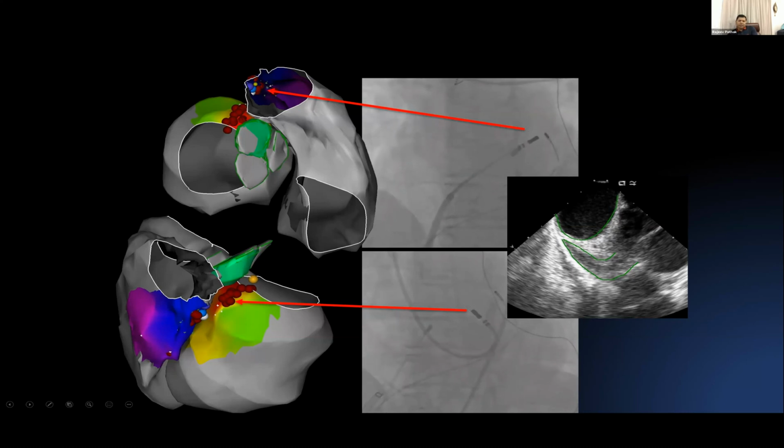This intracardiac echo shows an interesting image of how close the left atrial appendage comes to this area as well. And people have tried to do an ablation there. However, trying to ablate that deep into the left atrial appendage can be dangerous and can cause perforation. So I'm not suggesting that that's something which should be done routinely.